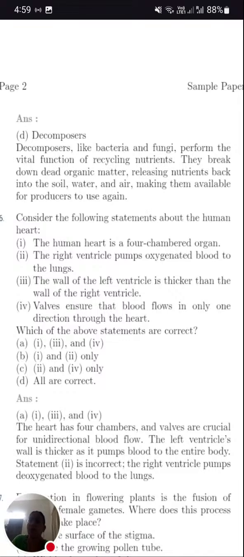Okay, so the walls of the left ventricle are thicker compared to the right ventricle. So is it clear? The walls of the left ventricle are thicker compared to the right ventricle. The reason is that it needs to pump blood hard throughout the body.